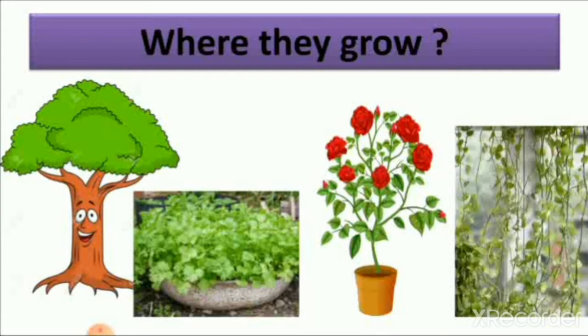So these are all places where plants can grow. So from that, where do creepers grow? Just think, where do creepers grow? Does watermelon grow on a tree, or grow like coriander, or grow like a rose plant, or climb like climbers, grapevine?